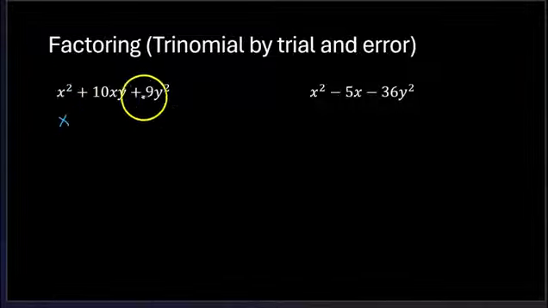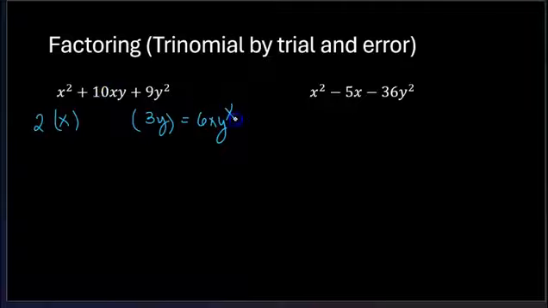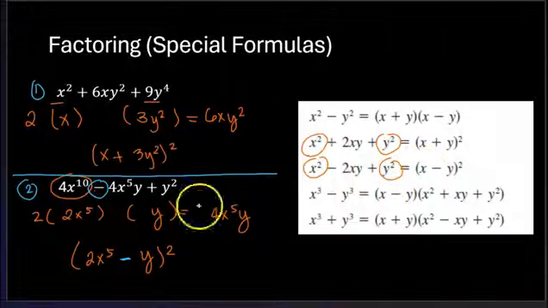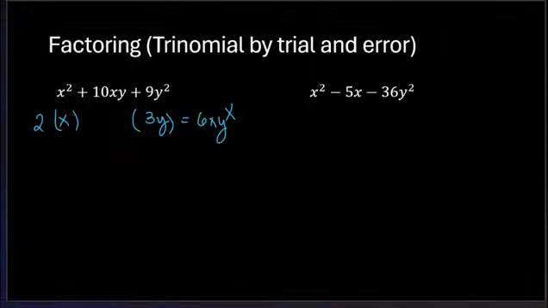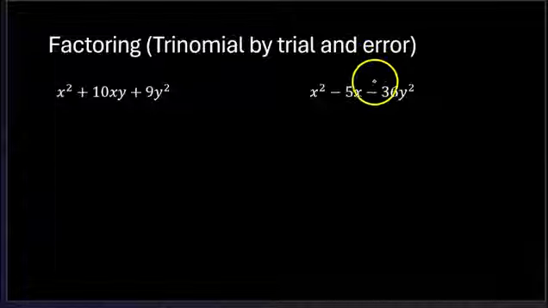The square root is x. The square root is 3 times 9. Okay, when I multiply this by 2, I should get 6xy. But this is not the case. So that means I cannot apply the square of a binomial. So that's why in my title here, I have trinomial by trial and error.